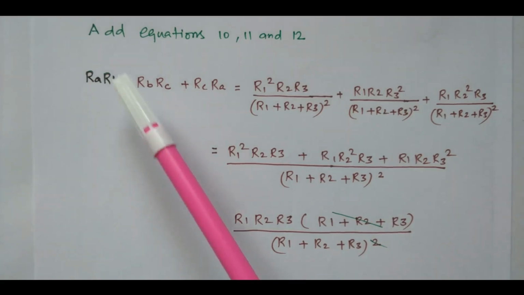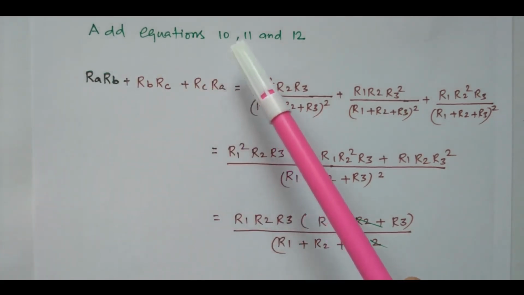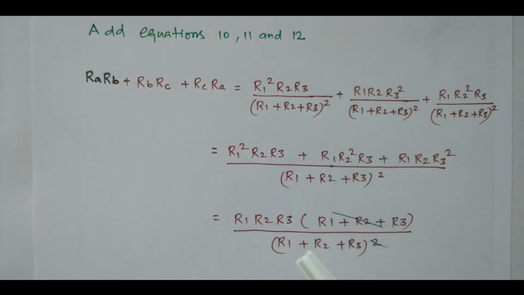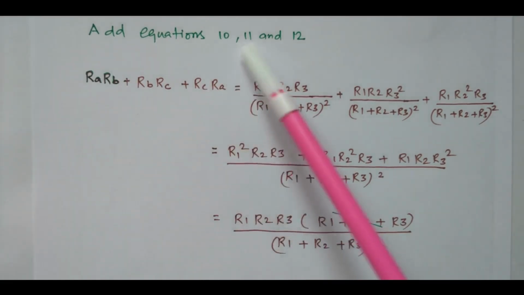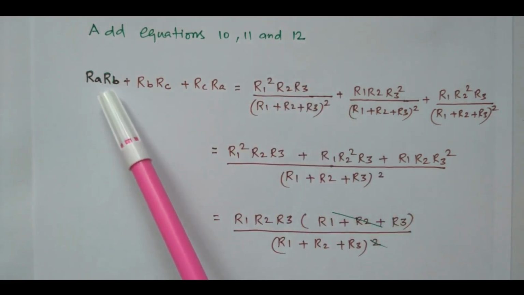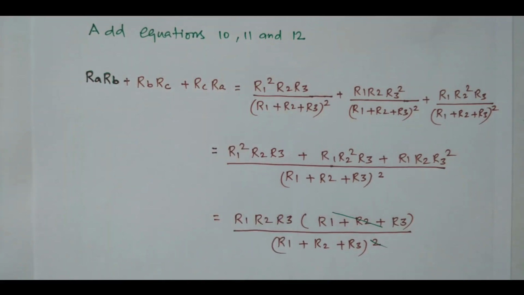Now we are going to add these 3 equations, equation 10, 11 and 12, that we framed earlier. That is RA, RB plus RB, RC plus RC, RA. Then these 3 terms have the same denominator, total resistance. Here R1 square is there, here R3 square is there, here R2 square is there. So the denominators are equal, so we can take it as common.